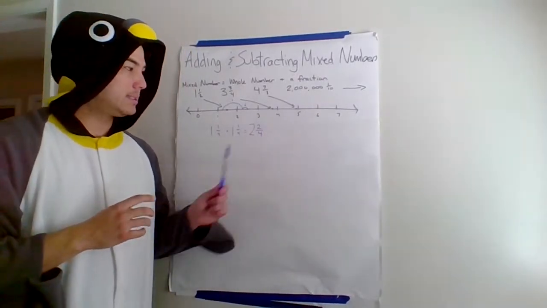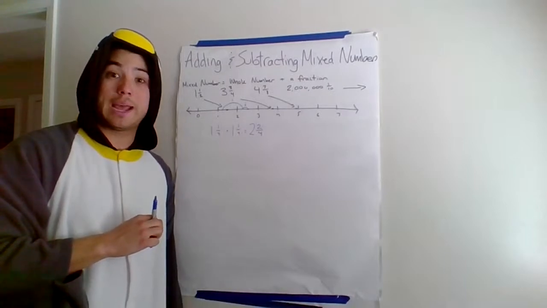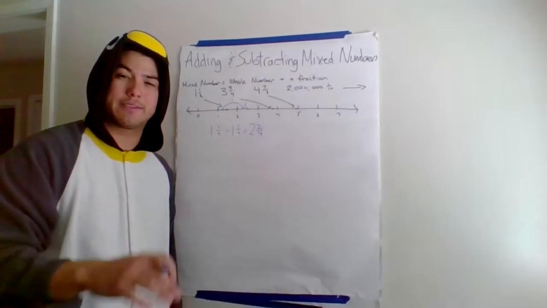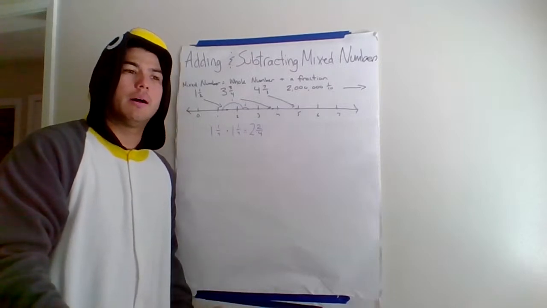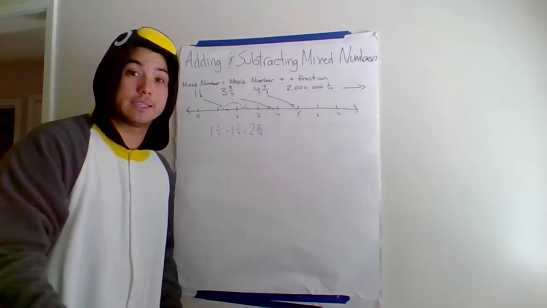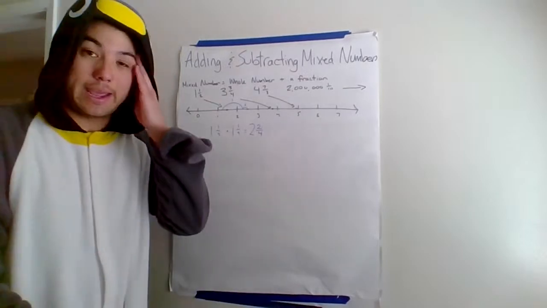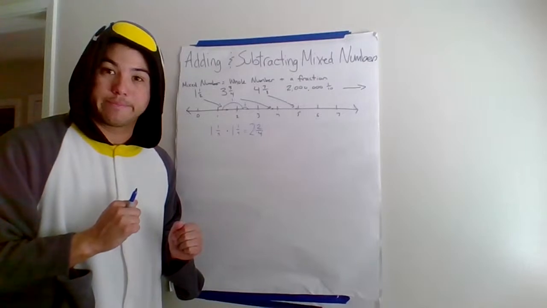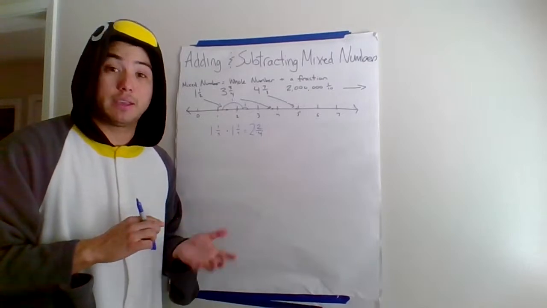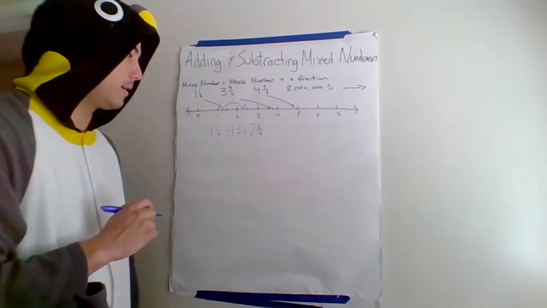Now, you can simplify this fraction down to 1/2. 2/4 is equivalent to 1/2. I'm not super worried about that today. All I want you to get out of this lesson is, can we add and subtract mixed numbers accurately? We'll get to the simplification bit when we get there.